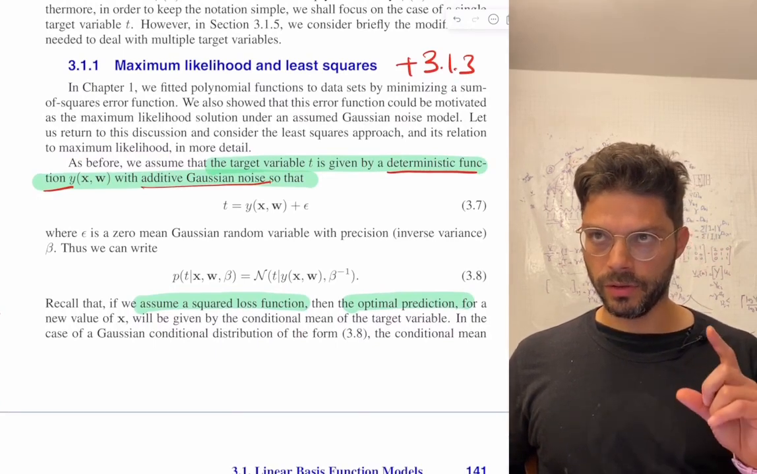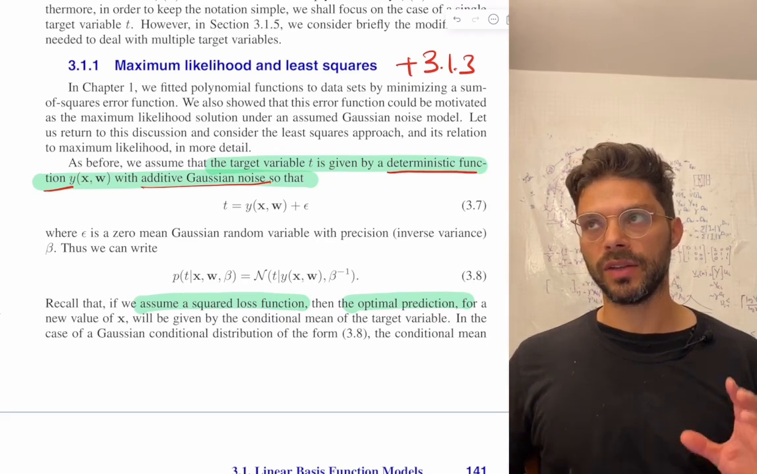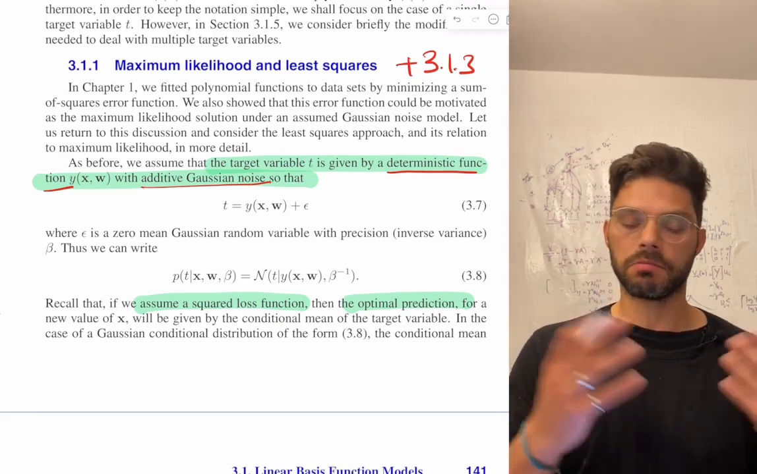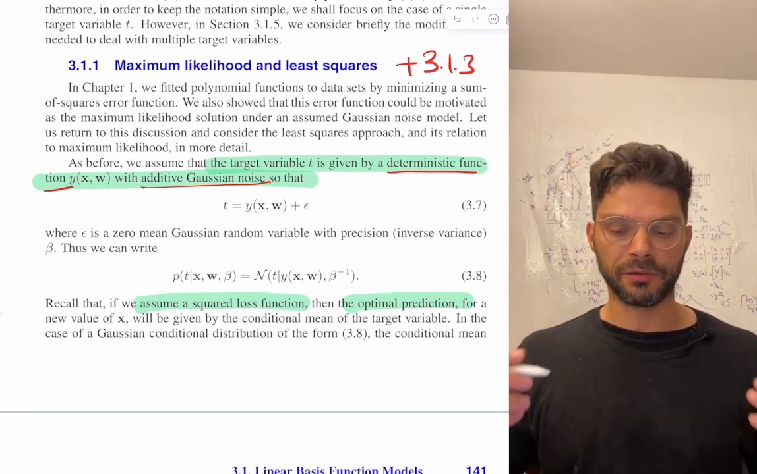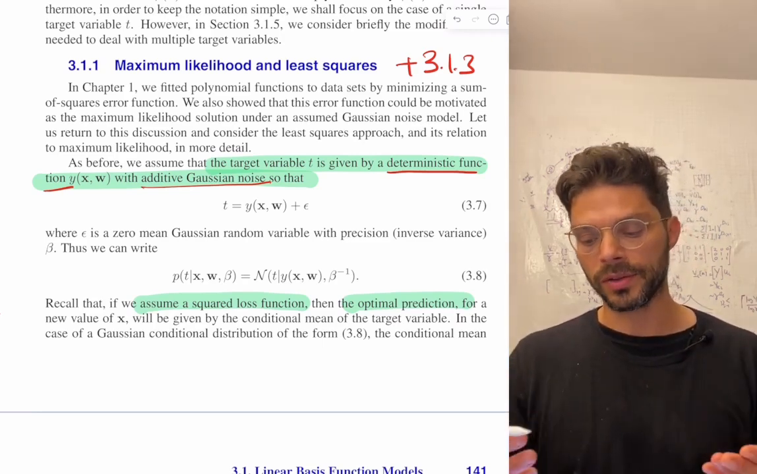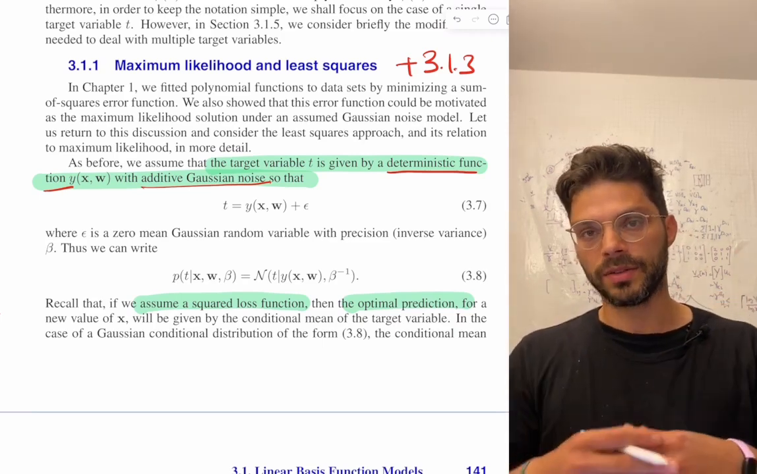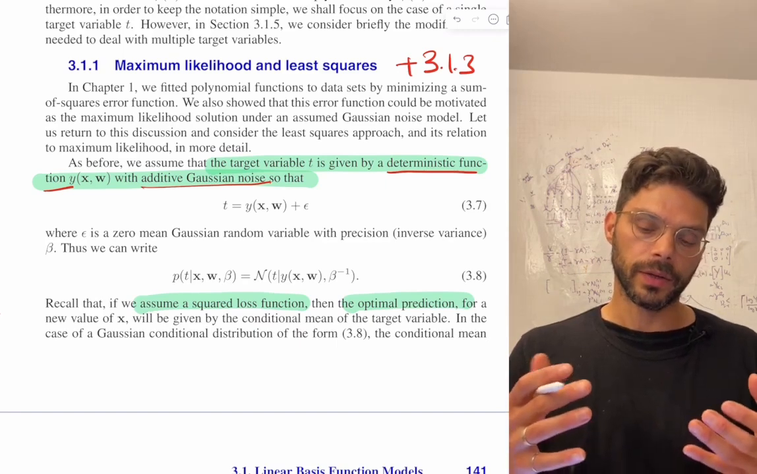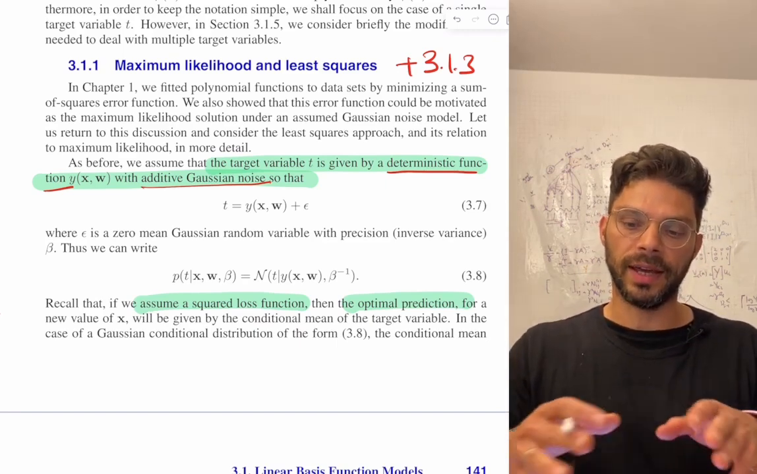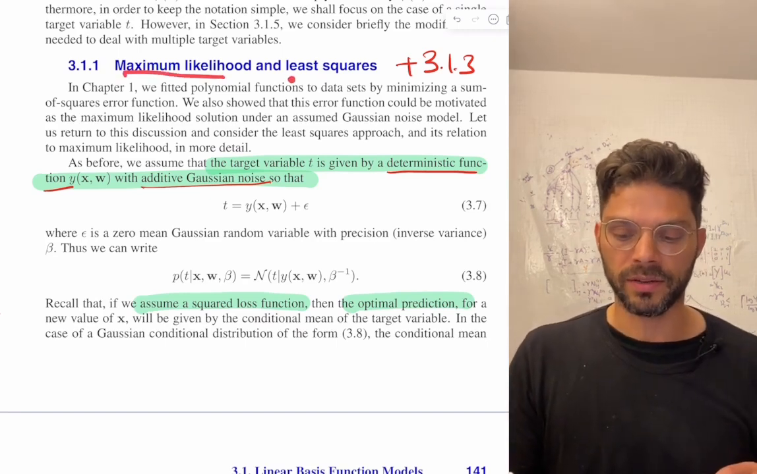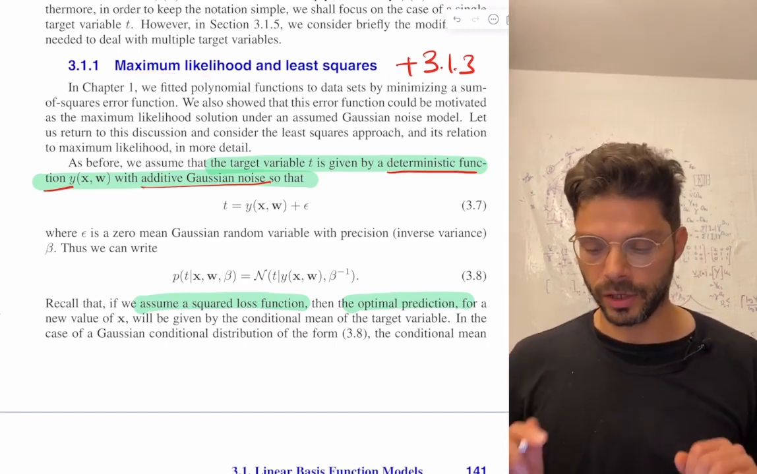And so I think this is going to be important because maximum likelihood is just a general approach. It doesn't have to actually be tied to least squares. Least squares comes up when you're using a Gaussian noise model, because the Gaussian likelihood introduces a sum of squares term that you try to minimize. So these two things are actually quite separate. So it's good to keep in mind.